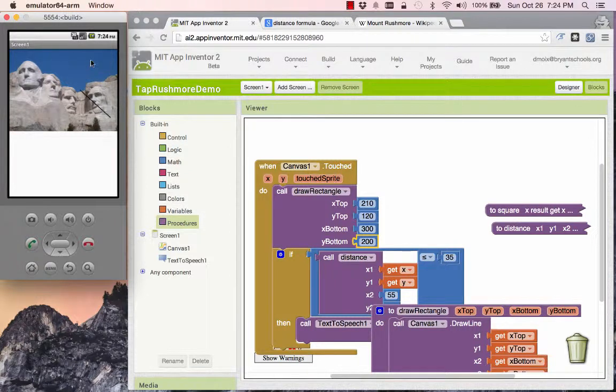It needs to go over further, which means my x needs to be maybe 10 more pixels. And my y needs to go down not quite as far, so I'm going to do 110. And my x and y for the bottom, it could come back a little bit, so maybe 290. And the y, 185.